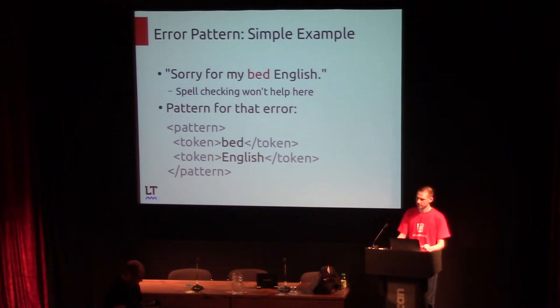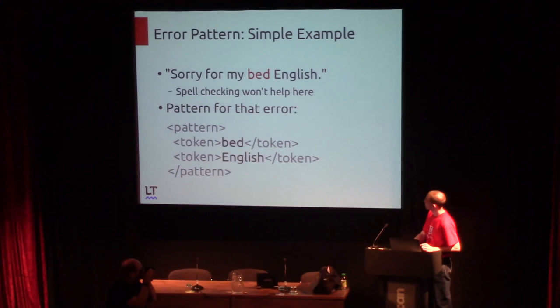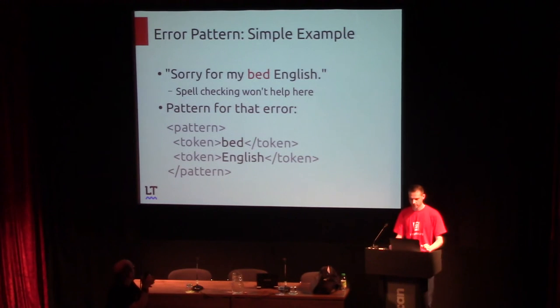So here's a very simple example, one of my favorite examples. "Sorry for my bad English." So "bad" is misspelled, and I'm not making these errors up. It actually happens. You can search for this with Google, and you will find this. And as you can easily see, and that's the point of everything, a simple spell checker won't help you here, because "bad" is a perfectly valid word, but not in this context. So what we need is the word "bad" in context, and that's what we do here.